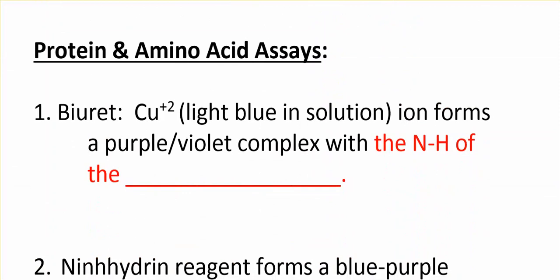Next, let's talk about some of the assays that we're going to do on our amino acids and protein solutions. First one is biuret. Biuret has this copper ion, which you know is a light blue. You've seen it before. It's the same one that was in Benedict's reagent. It forms a purple to violet complex with the NH of the peptide bond.